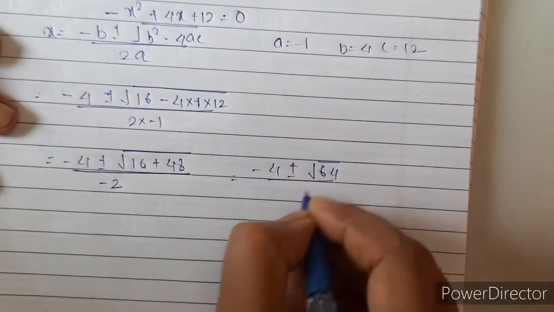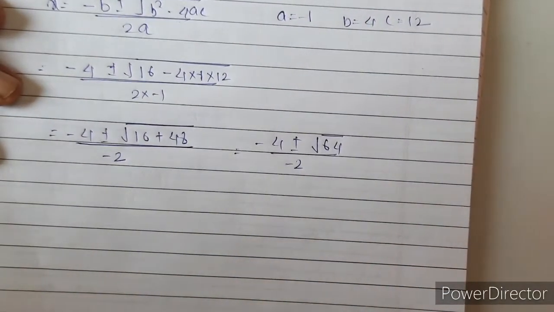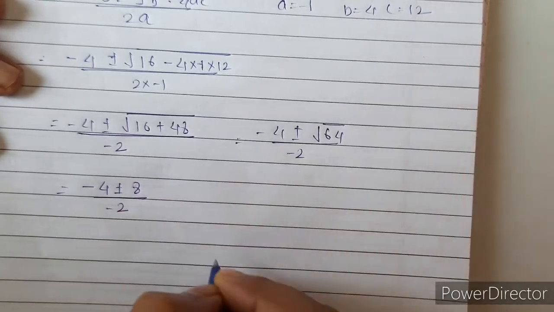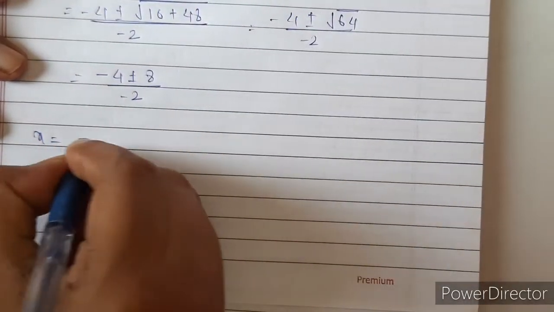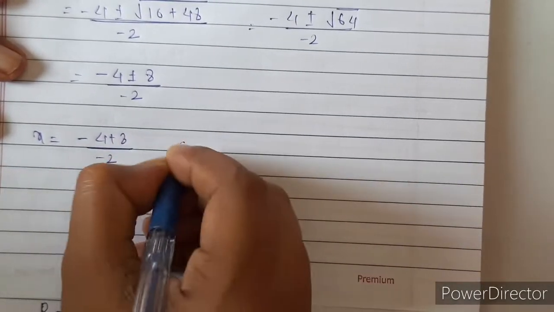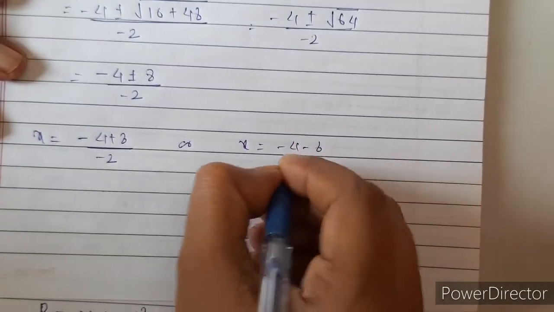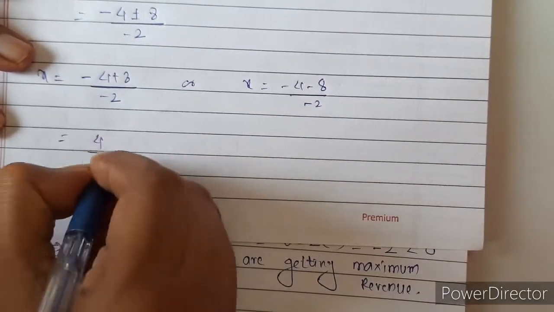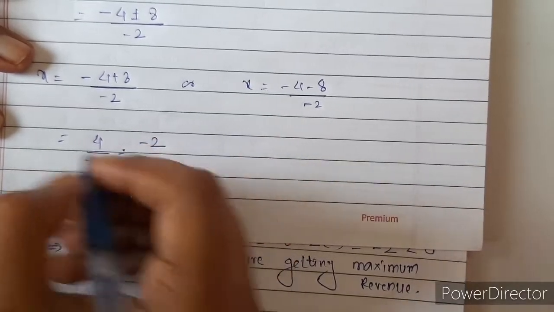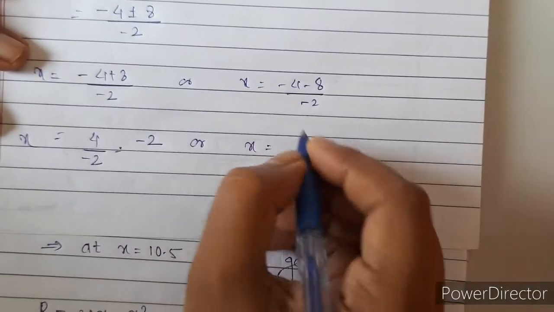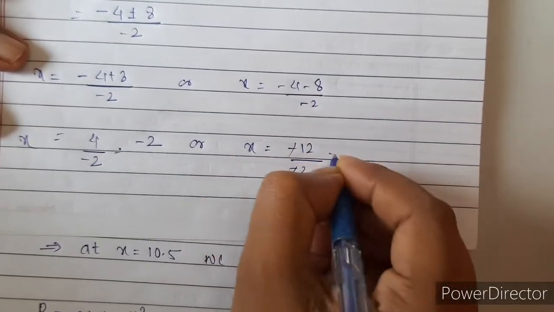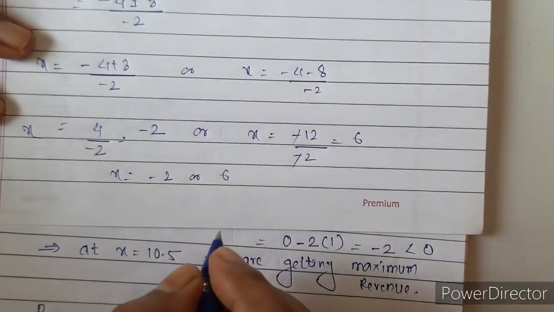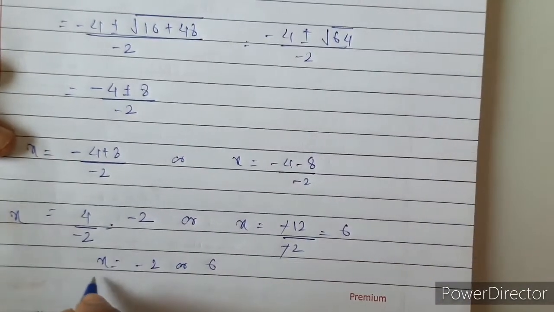This is minus 4 plus or minus root of 64 by minus 2. Root of 64 is 8, so we can write this as minus 4 plus or minus 8 by minus 2. So the value of x will be minus 4 plus 8 by minus 2 or minus 4 minus 8 by minus 2. So this is 4 by minus 2, which equals minus 2, or in this case it will be minus 12 by minus 2, which equals 6. So the value of x is minus 2 or plus 6. Okay, so this is what we are getting.